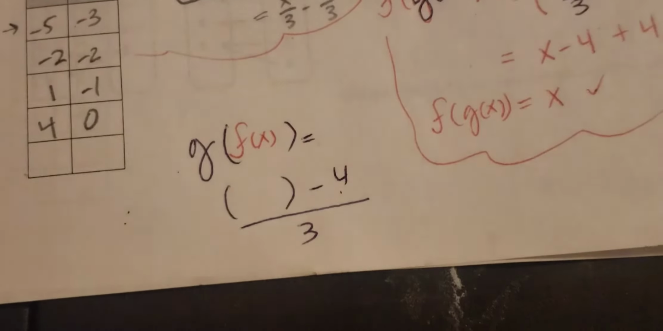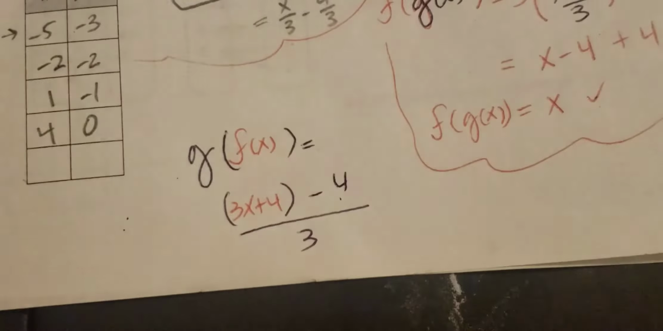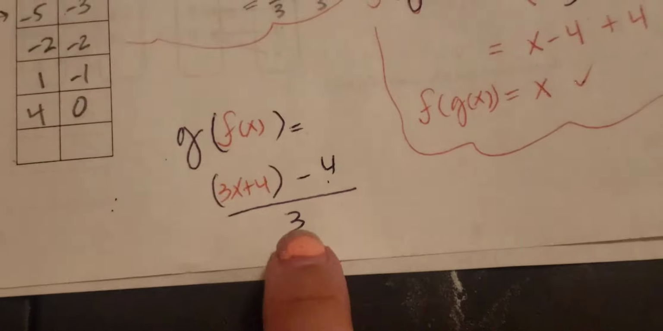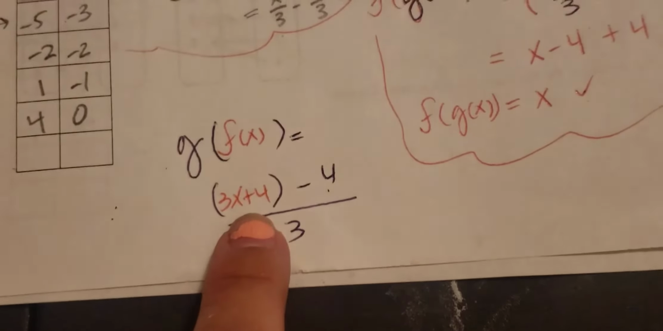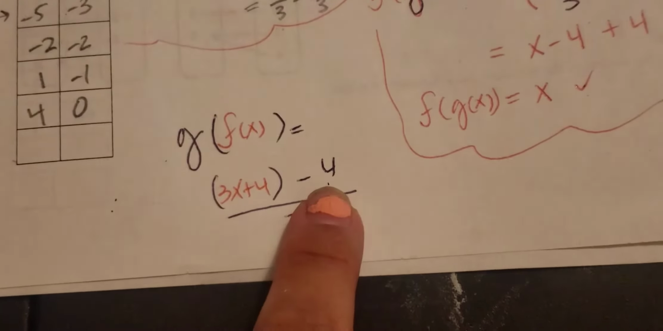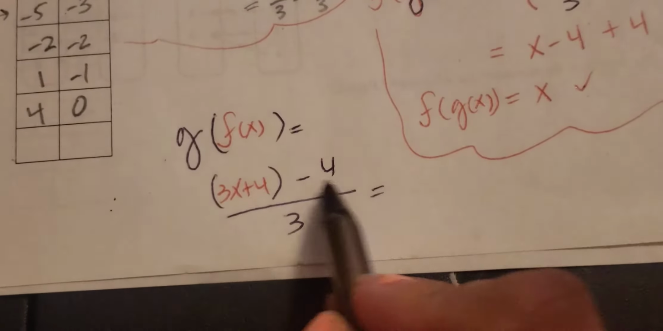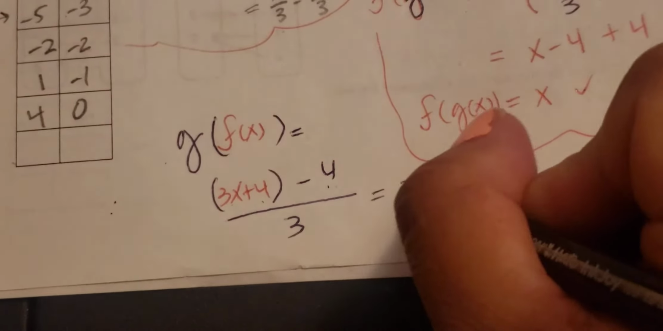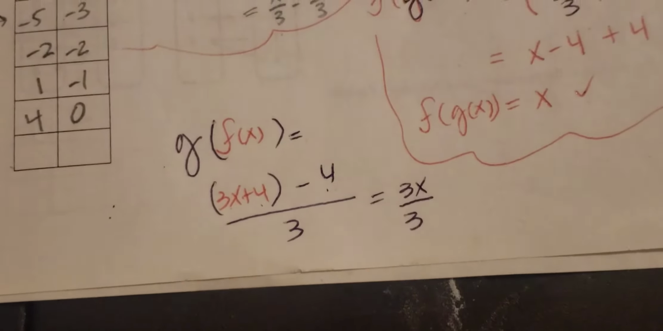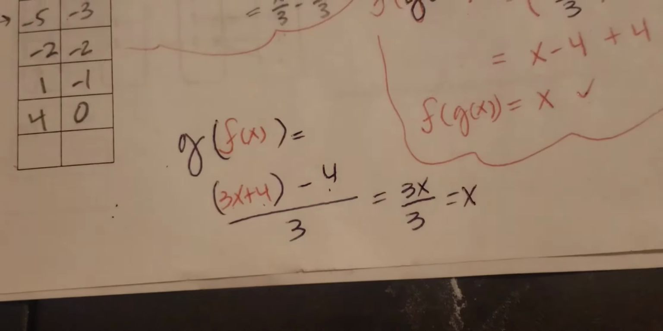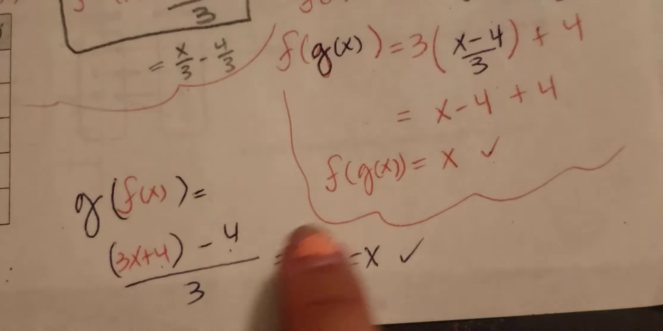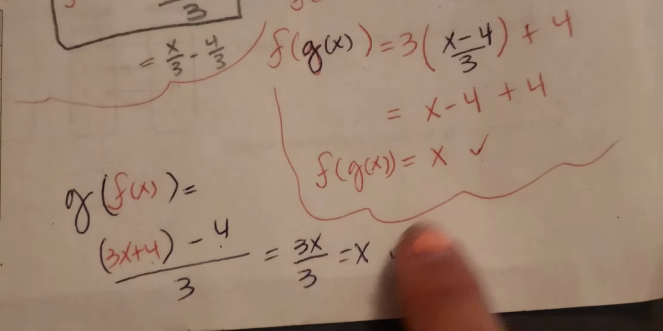And what I'm going to plug in here is now 3x plus 4. Okay? All right. Order of operations, guys. So inside the parentheses, there's nothing to simplify. There's nothing to multiply. So we're going to subtract. So I could just drop the parentheses. So 3x plus 4 minus 4 will just give me 3x over 3, which is just x. So whether I do f of g of x or g of f of x, I still get x on both sides.